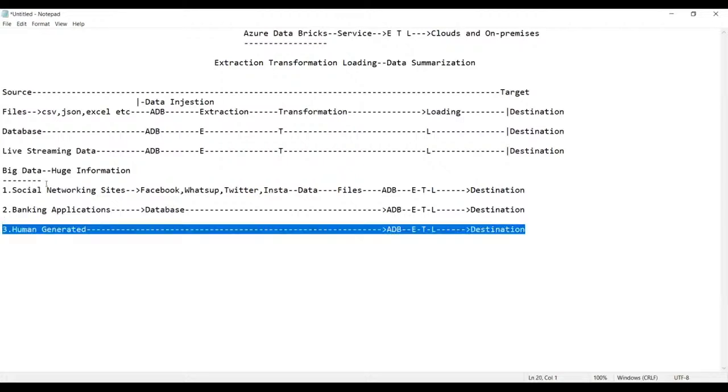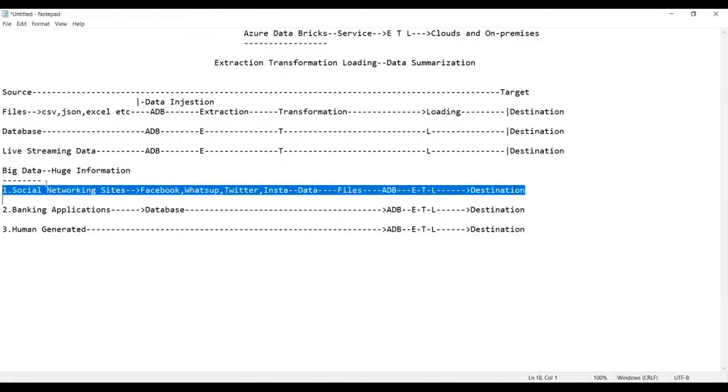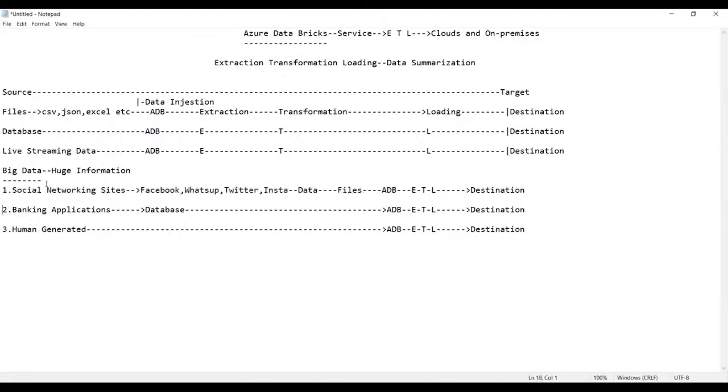Okay, guys. So we can get the data from social networking sites, banking applications, human generated data. These are the various things you have. Getting my point, everyone? Now, apart from this, we can also get the big data in the form of what?